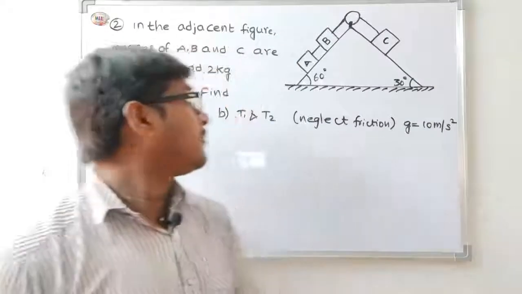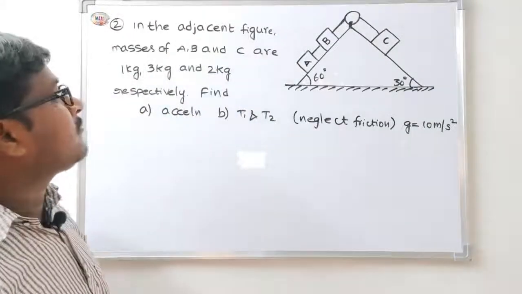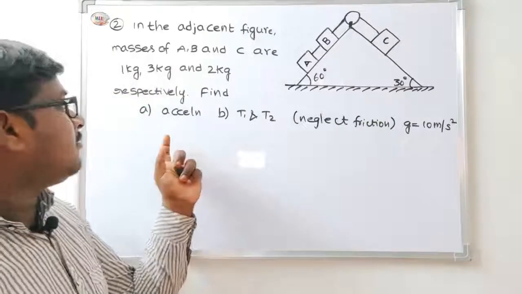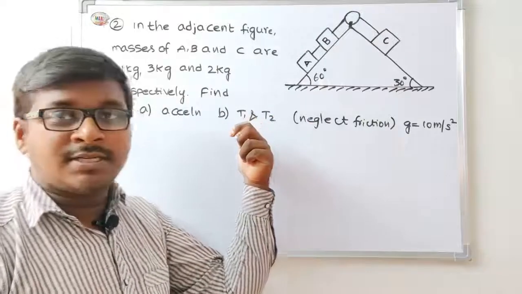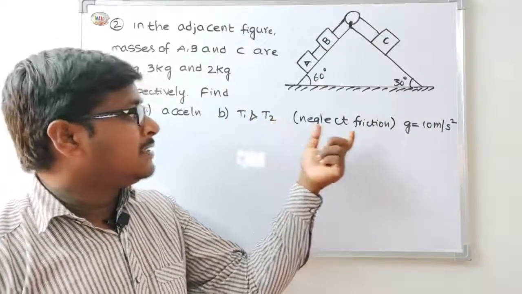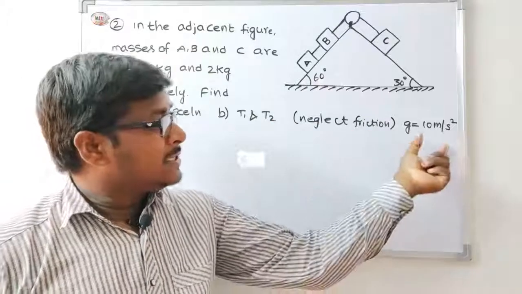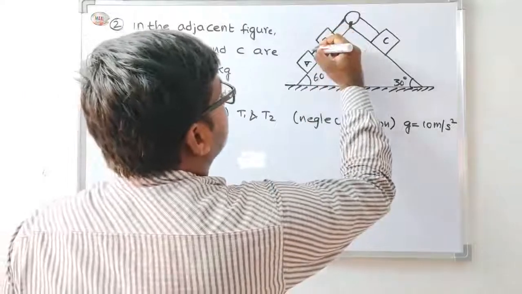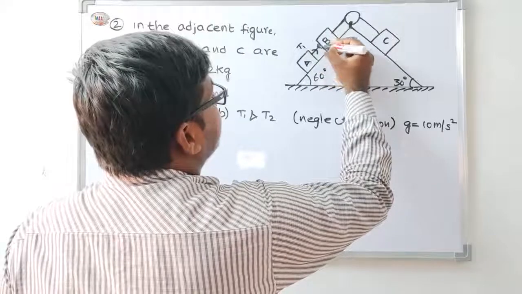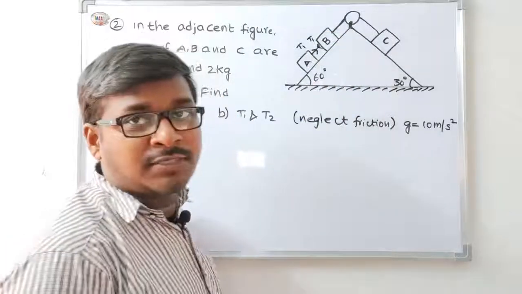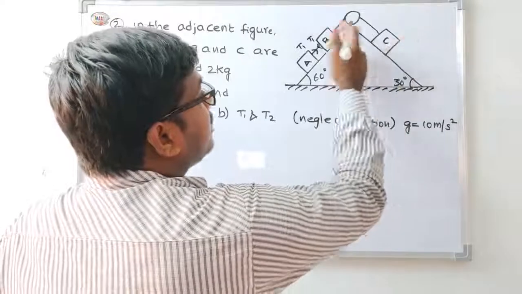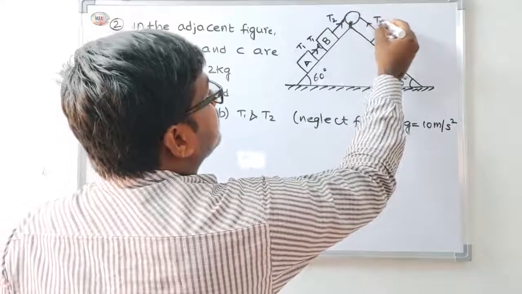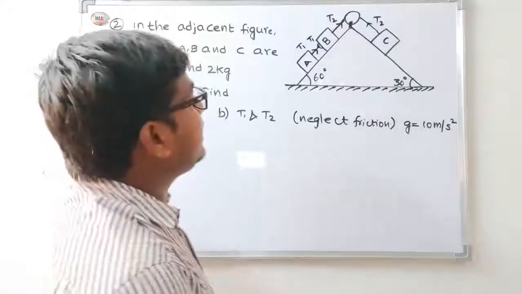Now the second problem. In the adjacent figure, the masses of A, B and C are 1 kg, 3 kg and 2 kg respectively. Find the acceleration and the tensions T1 and T2. Neglect friction. Take g equal to 10 meters per second squared. Between A and B, the tension force T1 is acting. Between B and C, the tension force T2 is acting.